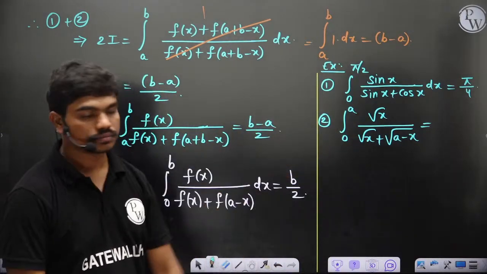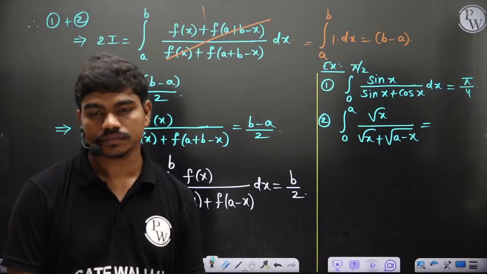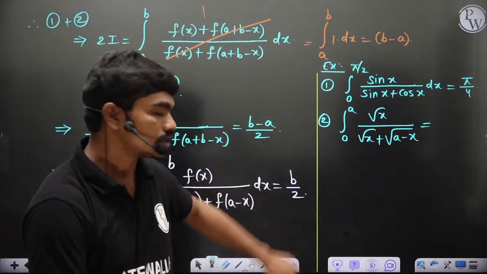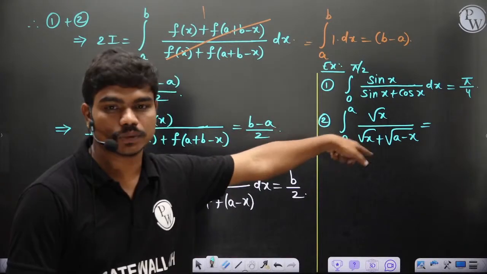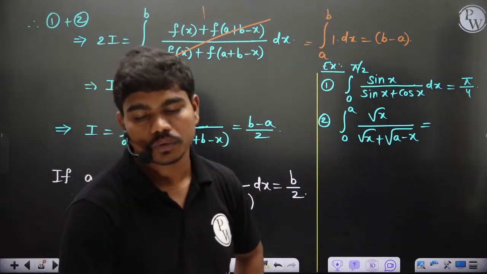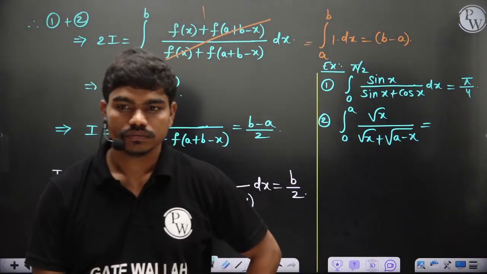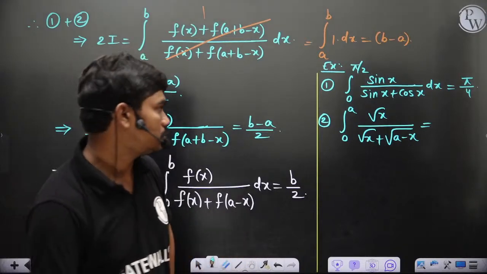What is this answer? What is the value of this? Integral 0 to a, root x is the function. So root x by root x plus root of 0 plus a minus x, which is root a minus x. What is the value? A by 2. Good, fantastic.